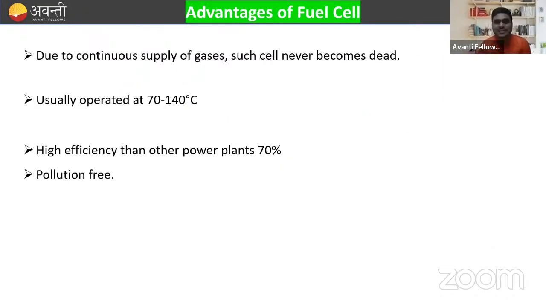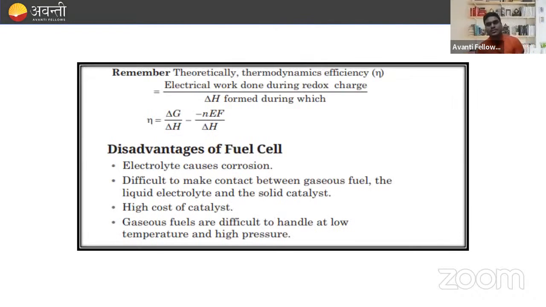So what are the advantages of the fuel cell? Due to the continuous supply of gases, such a cell never becomes dead. Usually they are operated between 70 and 140 degrees Celsius. They have higher efficiency than other power plants, around 70%, and they are also pollution free. These are some important advantages. Now remember, how will you consider the theoretical thermodynamic efficiency? The efficiency of the fuel cell is equal to delta G upon delta H.